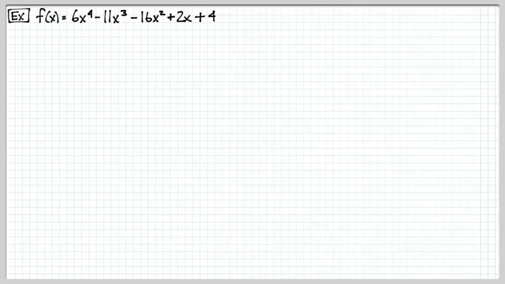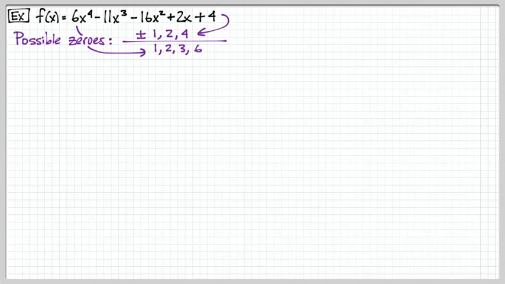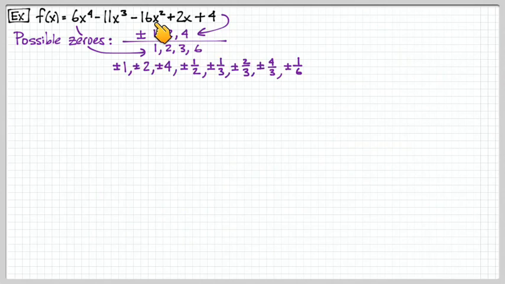Okay, let's look at another one here. The difference here is that the leading coefficient is not 1, and so we have a set of numbers in the denominator in this case. The numerator factors of 4. It's not too bad, not too many. But now as we list them all out, we have plus or minus 1, plus or minus 2, plus or minus 4. We have plus or minus 1/2.